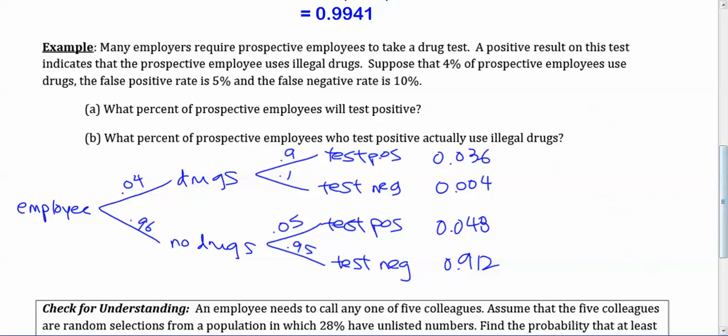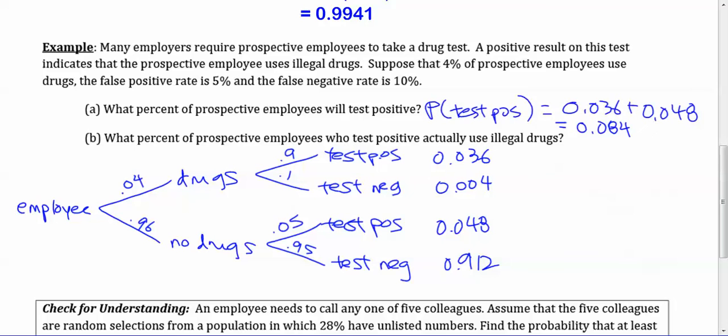So to answer that question, I'm going to find the different branches that represent the outcome of testing positive, which is going to be the top branch and the third branch down, and add those together. So what percent of prospective employees will test positive? Well, it's going to be those that test positive because they should test positive, and those that get false positives. And add those together. Sorry, I forgot to give an actual answer for this here. So that's a total of more than 8% that test positive.